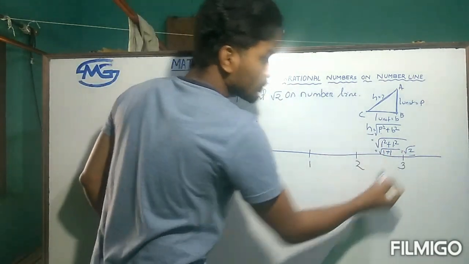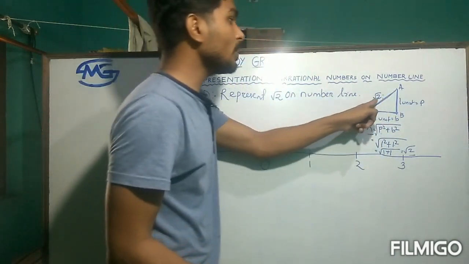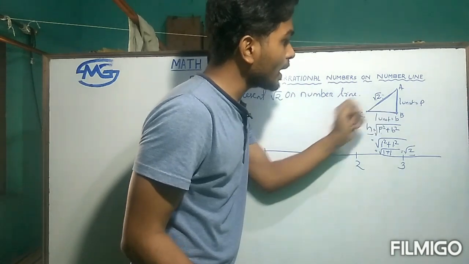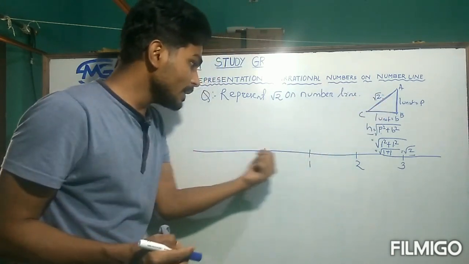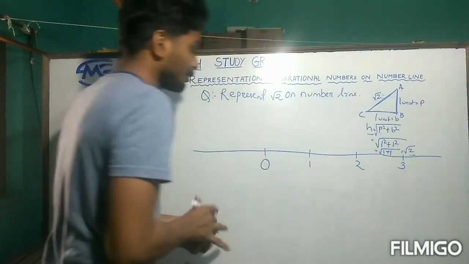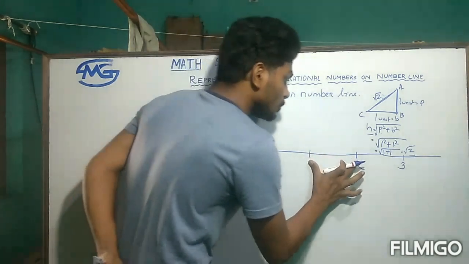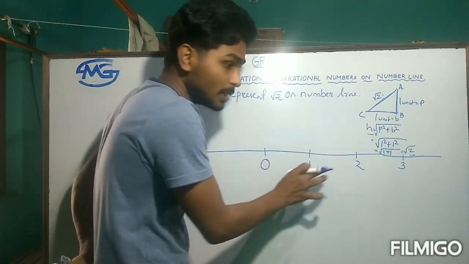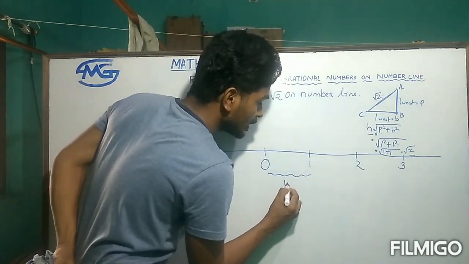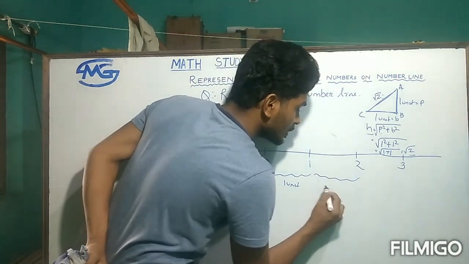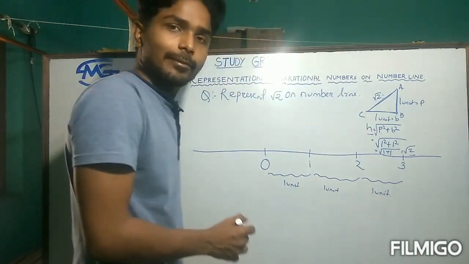So what is the value of h? Square root of 2. So in the place of h, you can write root 2. So how do we get root 2? If the base is 1 unit and the height is 1 unit, then the hypotenuse will be root 2 units. That is used in this number line. How? See, the distance from 0 to 1 is the same as the distance from 1 to 2, and the distance from 2 to 3 is also the same. If it is 1 unit, then it is also 1 unit. So the distance always remains fixed.